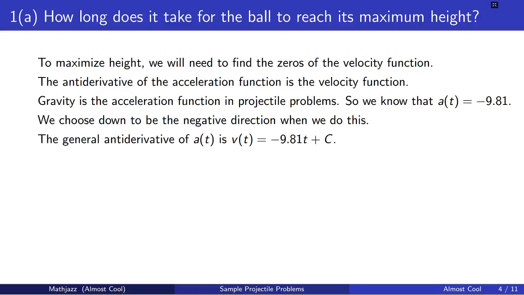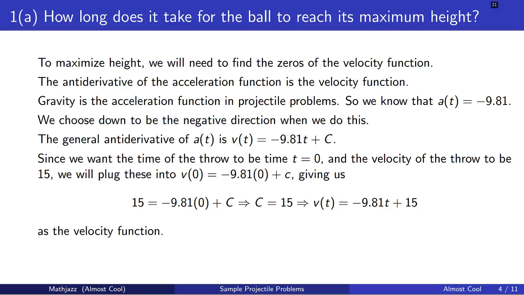Down will be negative, the bottom of the cliff will be height 0, and the time when the ball was thrown will be time 0. Of course, you could pick any time you want to be 0, and as long as you were consistent, you'd get the same answer. You could pick wherever you wanted to be height 0, and as long as you were consistent, you would still get the same answer. But those are the three choices we're going to make in this problem, and that was just a note to say that that's one of the choices we're making. So we get the general antiderivative: velocity at time t equals negative 9.81 t plus c.